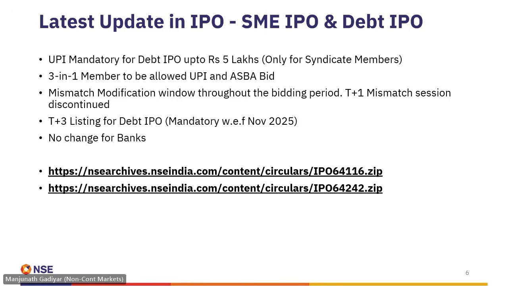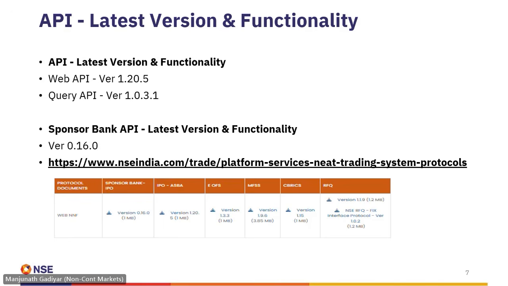Now, Manjunath, in the start today, we mentioned API as one of the modes of bid placement. Where can members get the API documents and how can they know about any changes happening in the API documents? Very nice question. Basically, after issuing a new version of the API, the exchange updates it at the trading protocol link, which is available on your screen. The latest API version currently for web API is 1.20.5, and for query API, in case they want to know the demand, they can also develop the query API, which is 1.0.3.1. All these APIs are available on the website.